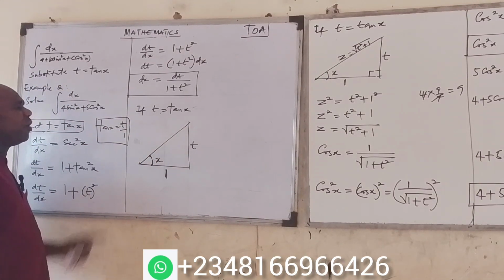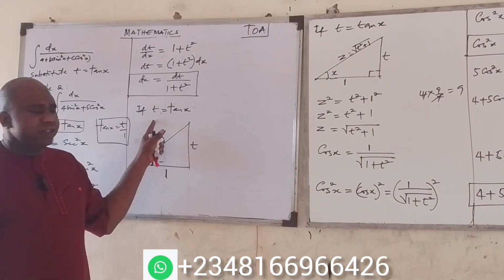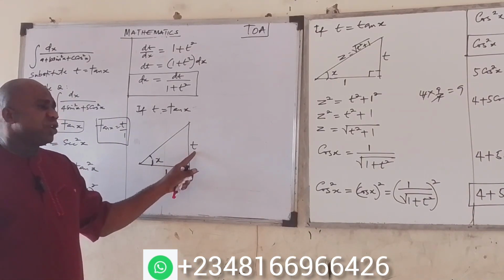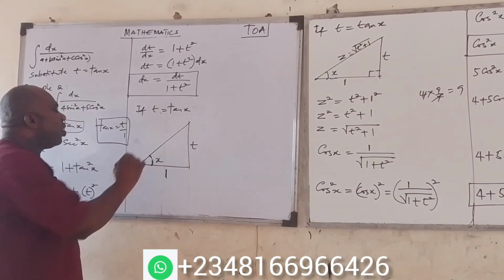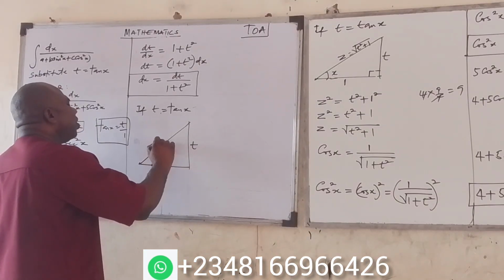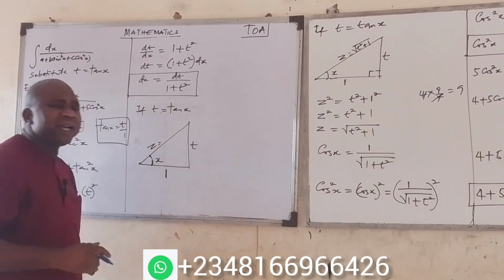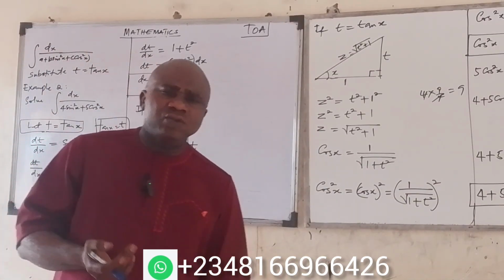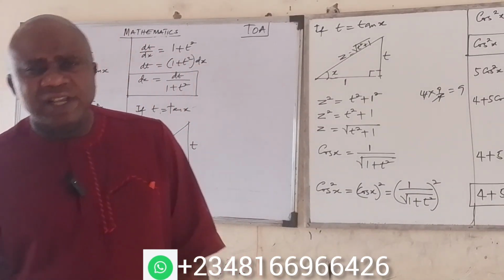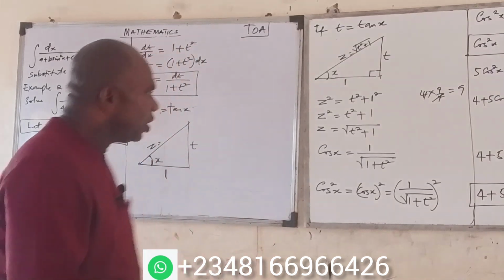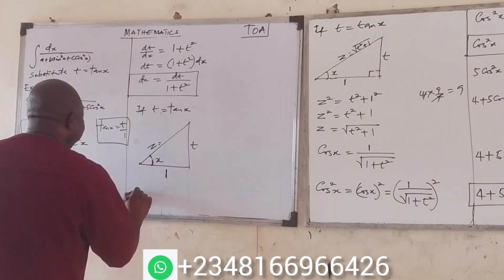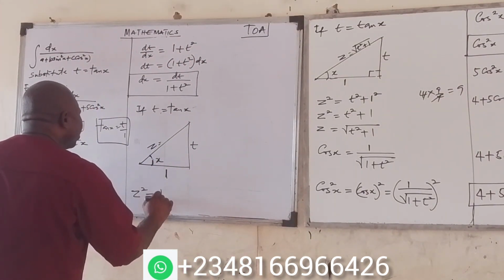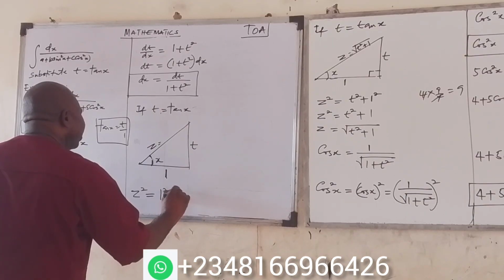Yes, because T all over 1 is the same thing as T. So we have opposite all over adjacent. Now let's call this side Z. So now from Pythagoras theorem, we know that the hypotenuse squared is equal to the sum of the square of the adjacent and the square of the opposite. So it therefore means that here, Z squared is equal to 1 squared plus T squared.